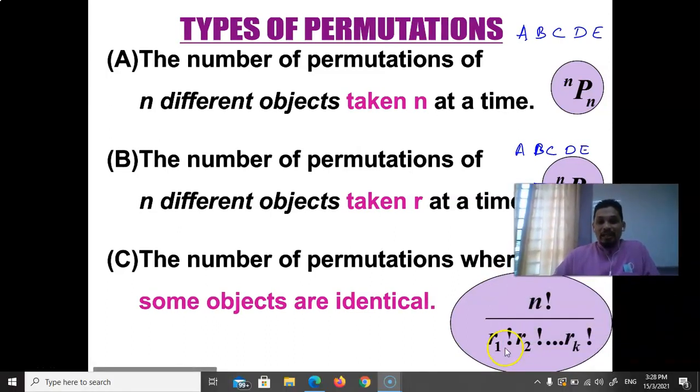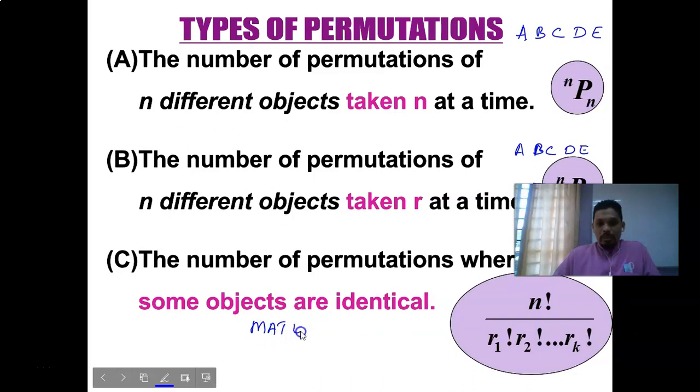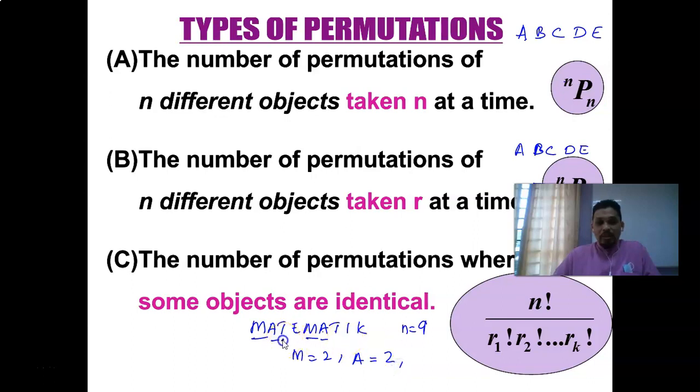And the number of permutations where some objects are identical. Identical means that, let's say I have the word MATHEMATICS. There are 1, 2, 3, 4, 5, 6, 7, 8, 9... all letters are 9 here. But there are letters that are repeated. M is repeated twice, A is repeated twice, and T is also repeated twice. E, I, K appear once only. So these are what we call identical objects. It means they are repeated a few times, more than once.